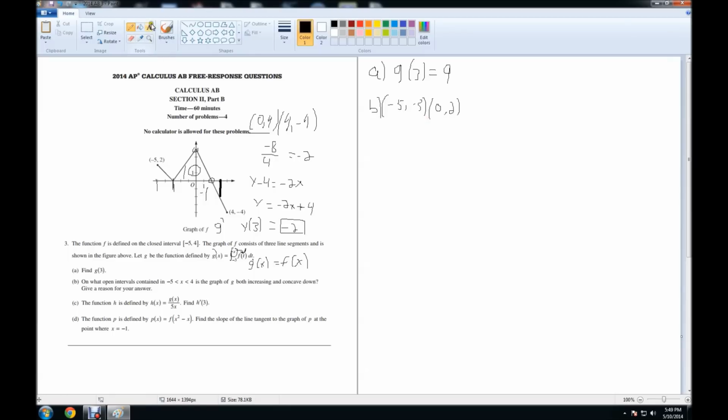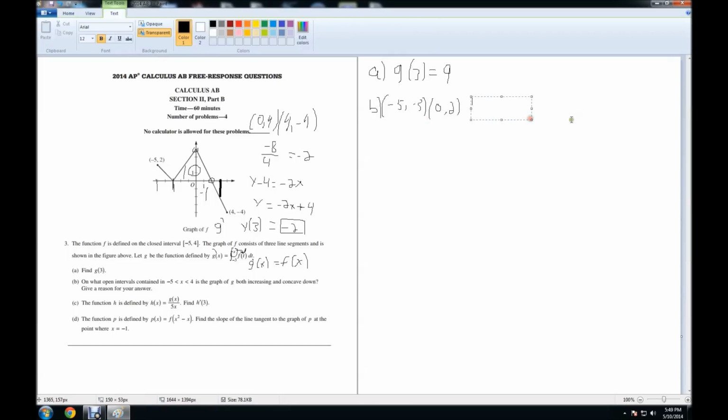Now it also asks to give a justification, or give a reason. And the reason would be, since the graph of f is equal to the graph of g prime, on these intervals, g prime is both positive and decreasing. So that would be the justification for part B.